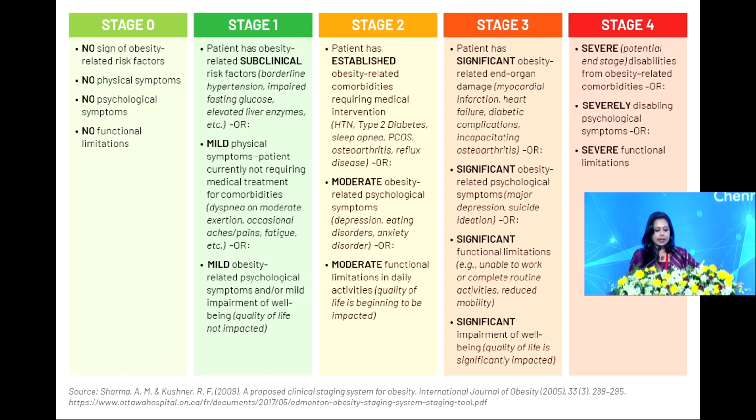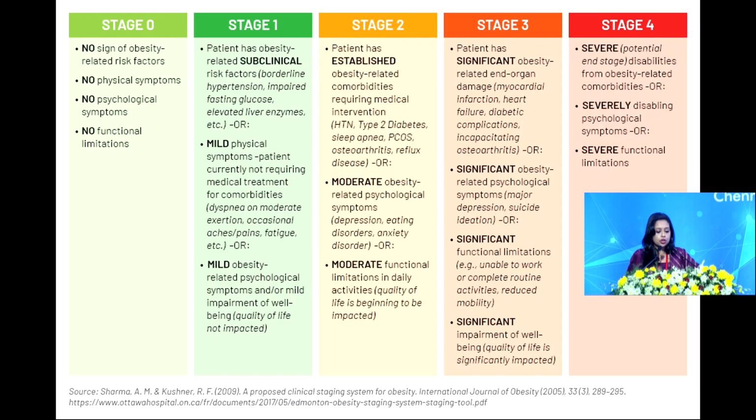Stage 1 is subclinical. So here we have hypertension. Now comorbidities are coming in: impaired fasting glucose or impaired glucose tolerance, mild elevation in liver enzymes, hypertension, borderline, mild disease, etc. So these are all the subclinical symptoms. Physical symptoms, here we have comorbidities that do not require any medical assistance. So you have a bit of dyspnea on exertion, but it doesn't require any medication. Occasional aches and pains, fatigue, stuff like that. And psychosocial symptoms, you have mild impairment of well-being, this feeling of not being well, but not really having any measurable outcome. So all of this is stage 1.